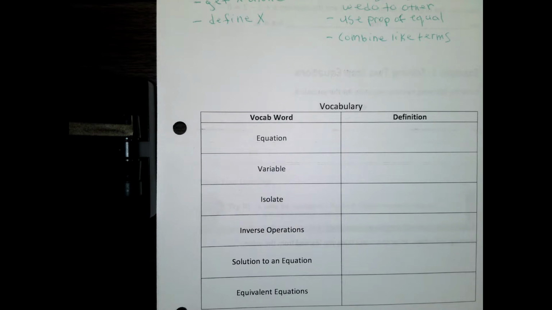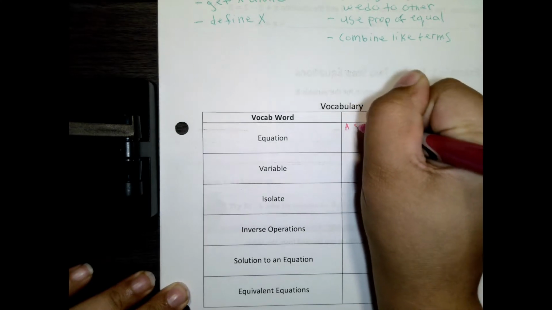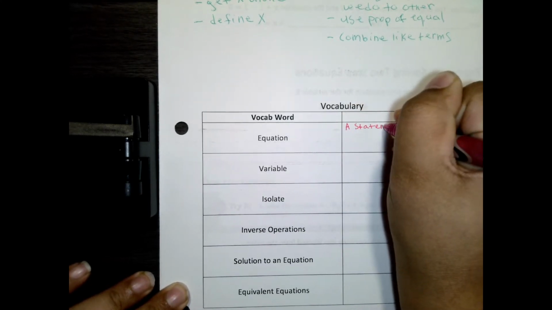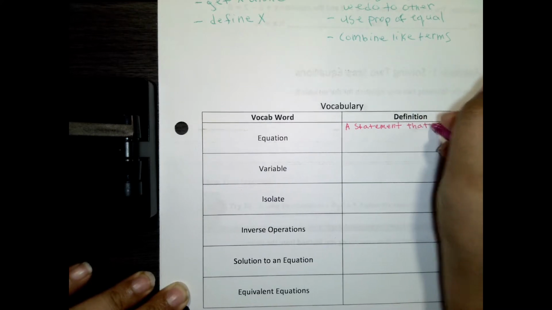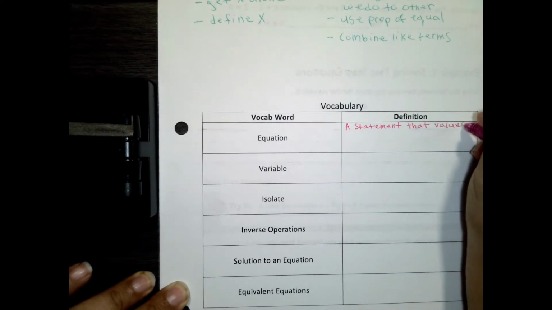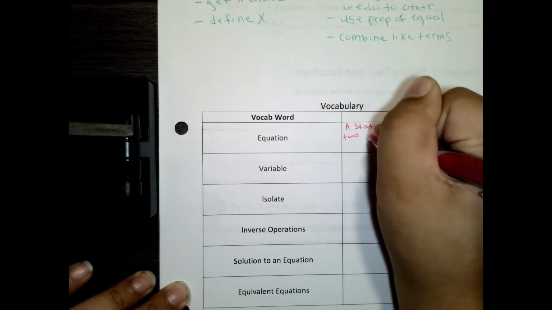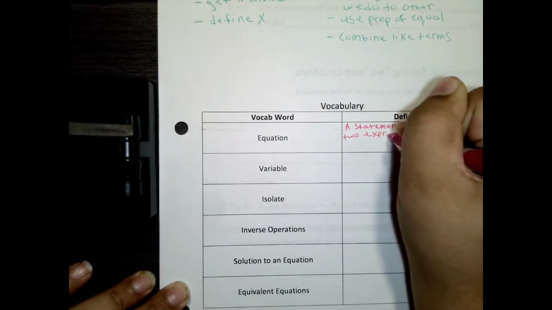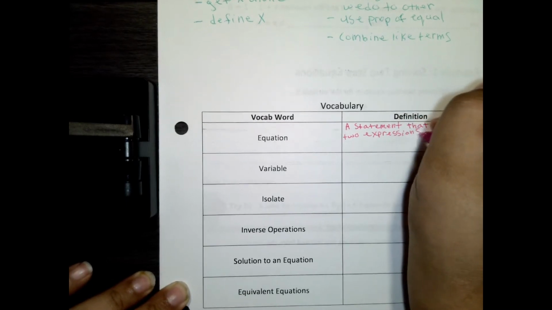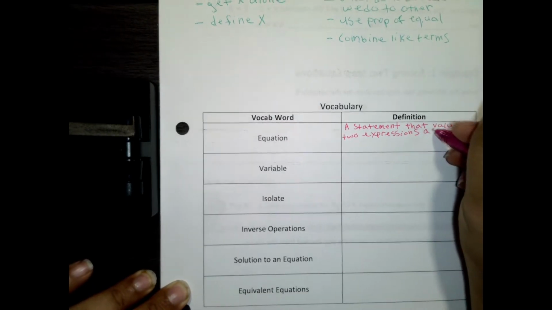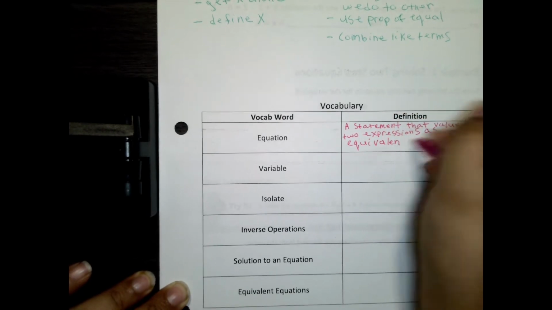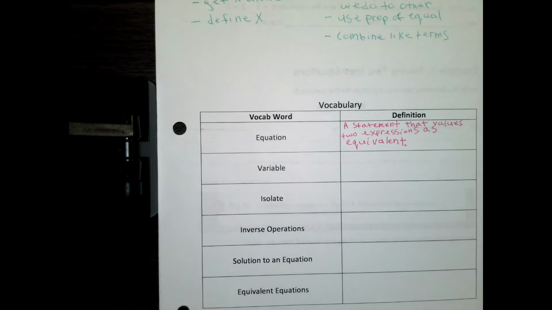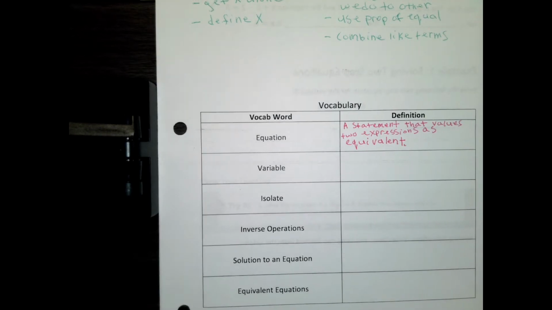The first thing we have is equation. So what is an equation? It's a statement that values two expressions as equivalent. If you want a little bit more about this and exactly how to recognize equations, take a look at the last video or look back in your notes from the last section.